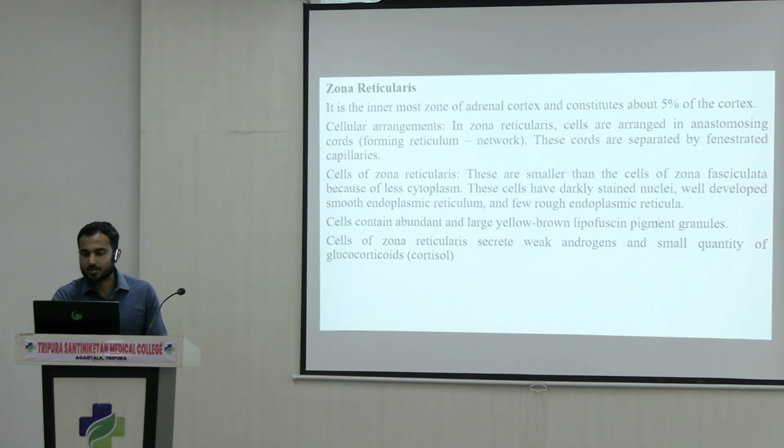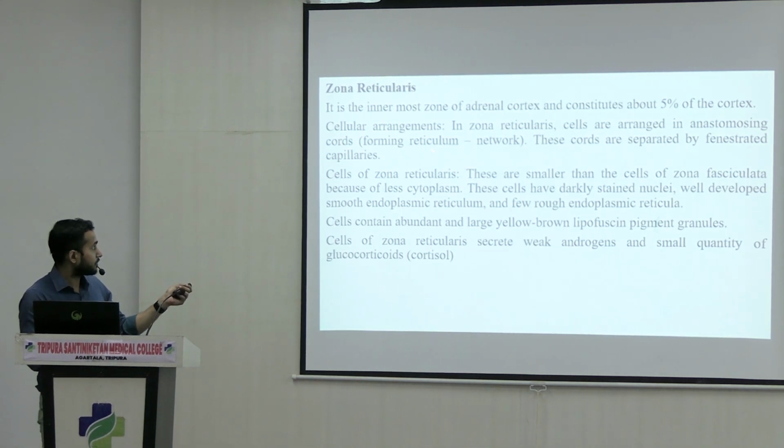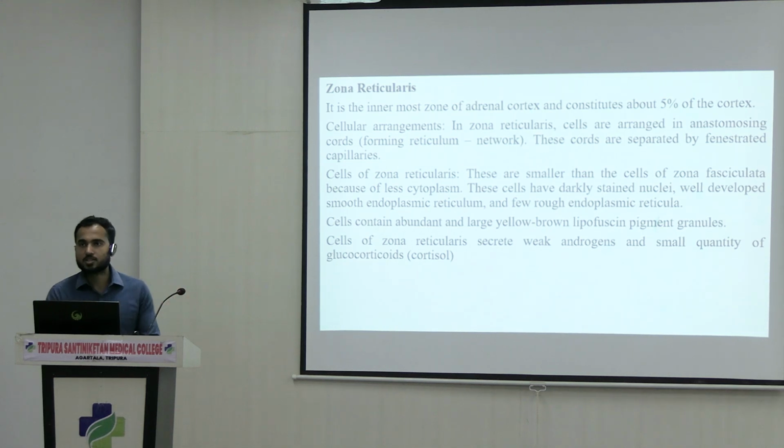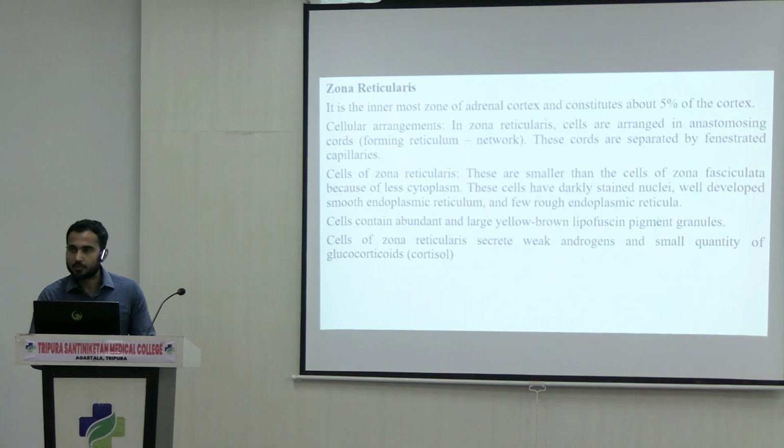Now the zona reticularis takes up 5% of the cortex. Here the cells are arranged in the form of cords, but it has a network-like appearance. As you can see, zona reticularis cells are arranged in anastomosing cords, forming a reticulum or network-like structure. Here also, the cords are separated by capillaries.